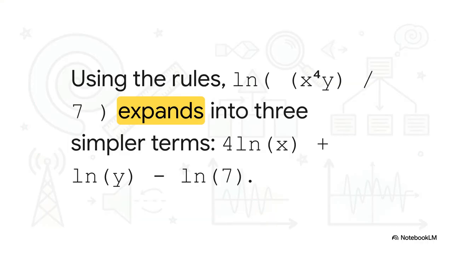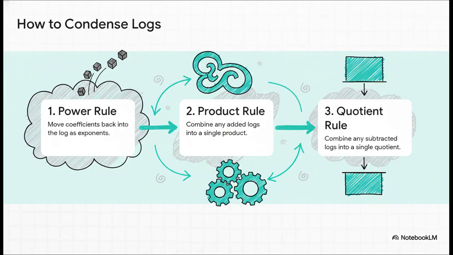Let's see it in action. We're starting with the natural log of x to the fourth times y, all divided by 7. First, the quotient rule splits that fraction, which gives us the natural log of x to the fourth times y minus the natural log of 7. Next, the product rule splits up that first term into the natural log of x to the fourth plus the natural log of y. And finally, the power rule lets us bring that 4 down, leaving us with our fully expanded answer: 4 times the natural log of x plus the natural log of y minus the natural log of 7.